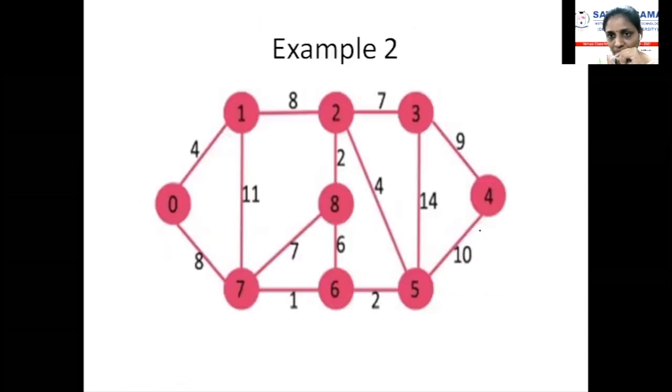Okay, so we will see one more example. This is your next example. So this is our graph. Now what should I do? I have to sort all the edges. So one is the starting value, then I have two, then I have two.